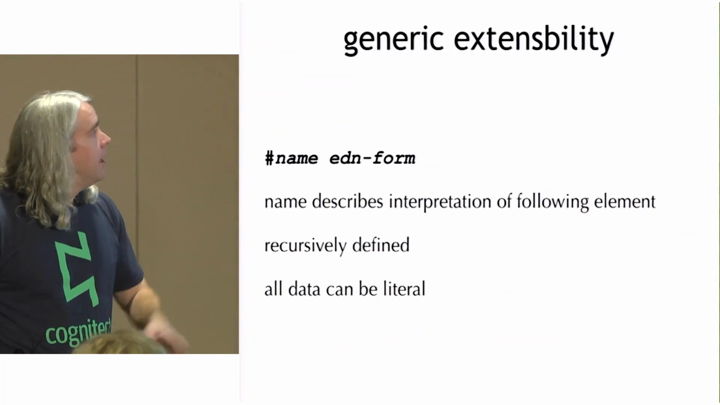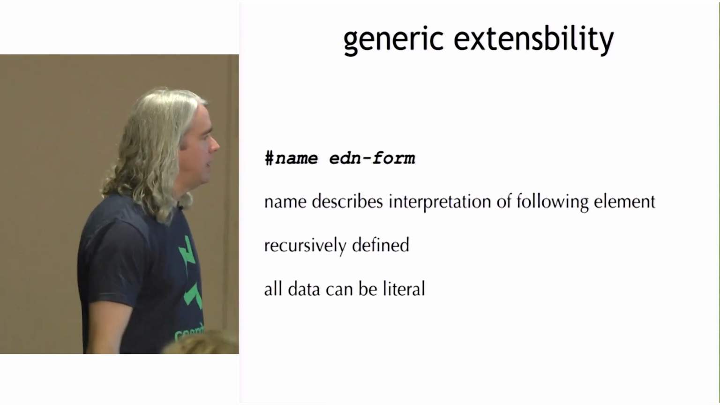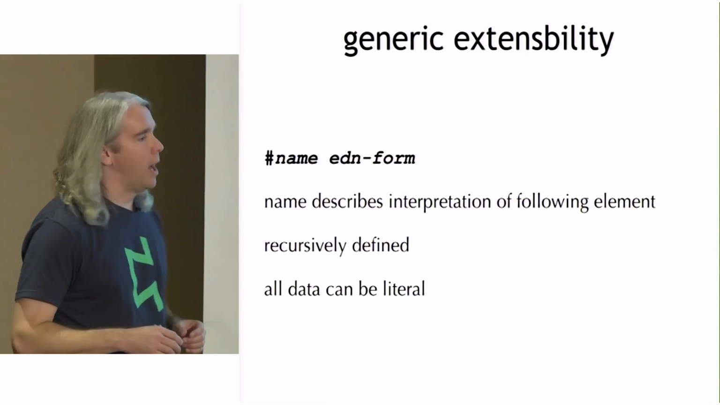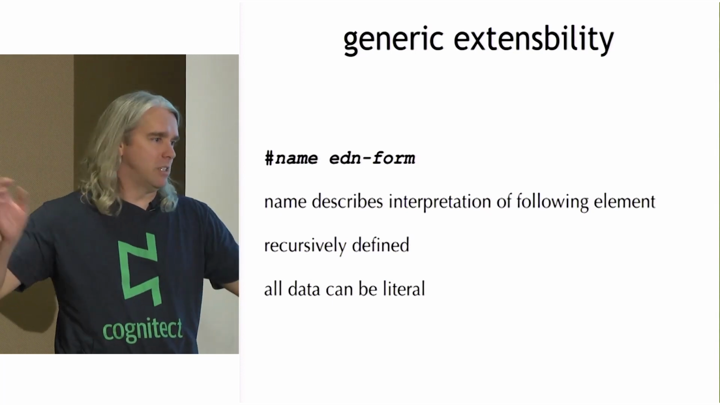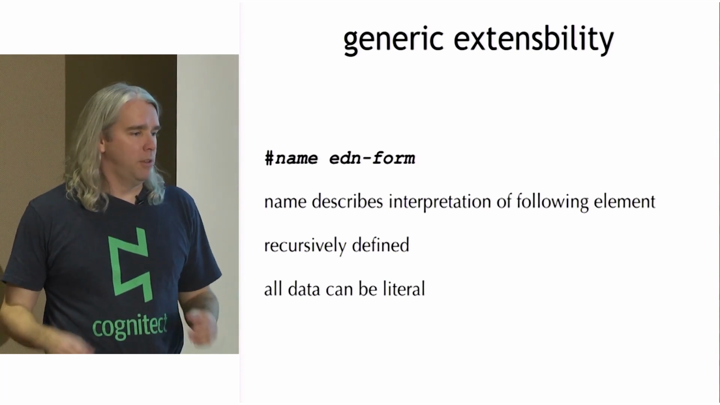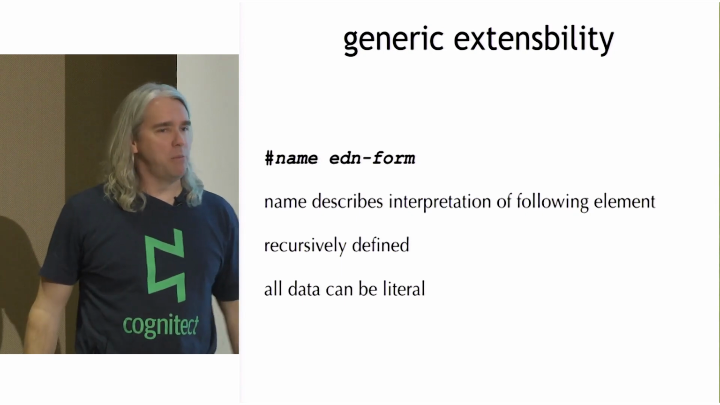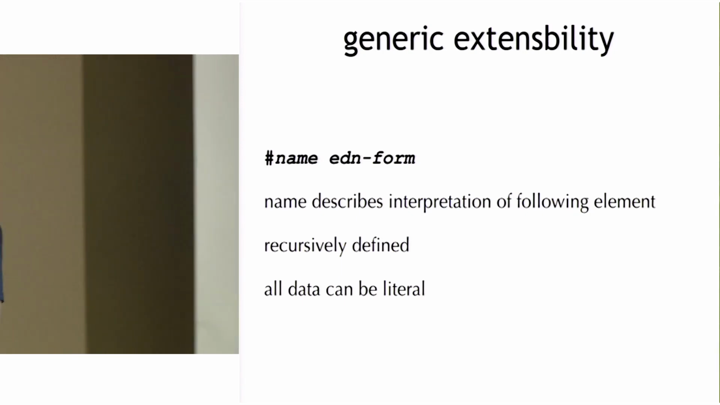The other thing is that Eden is generically extensible. So anytime you want, in the middle of an Eden stream, you can say pound name, where name is a string that's entirely up to you. Right? It could be pound stew is awesome. It could be pound whatever. So you can say pound whatever.